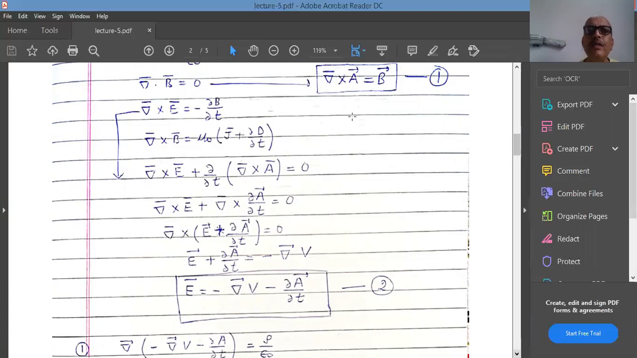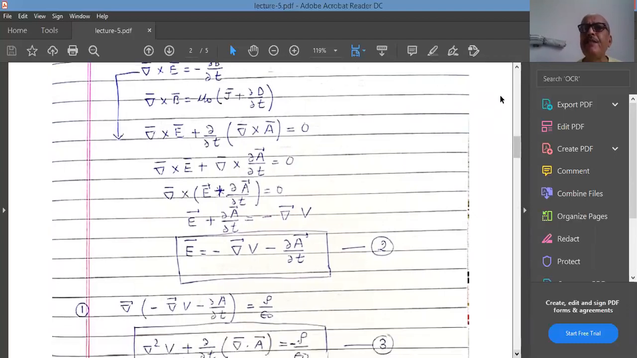So you can see now that we can express both the magnetic field and the electric field in terms of two new variables. One is A, a vector potential, and V is a scalar potential. So we call it the electric scalar potential. So A is the magnetic vector potential and V is the scalar potential, and we can express both B and E in terms of these two vector and scalar potentials.